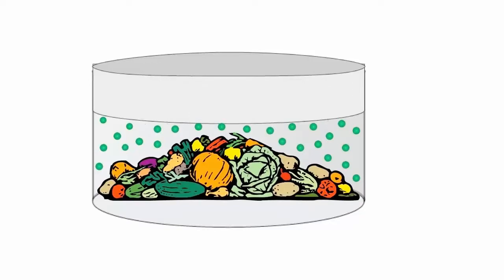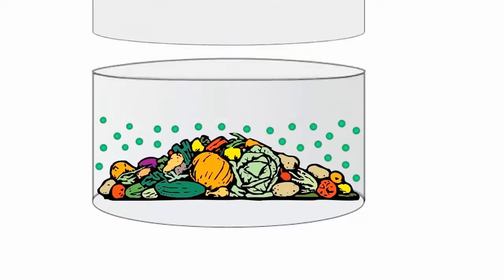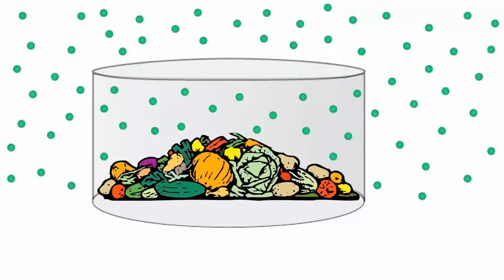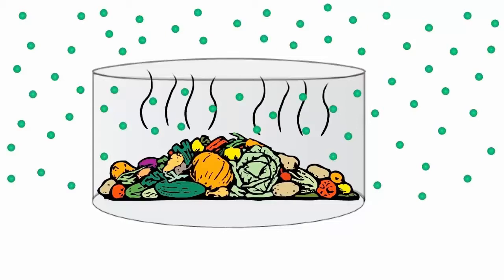However, take the lid off the box and those particles will no longer bounce off the lid and be contained. They will start to escape into the air around the box. You'll soon notice the effect and will be able to smell the rotting vegetables. And that's those gas particles reaching your nose by diffusion.